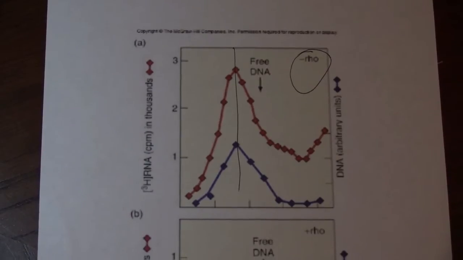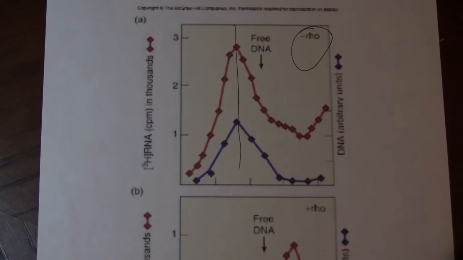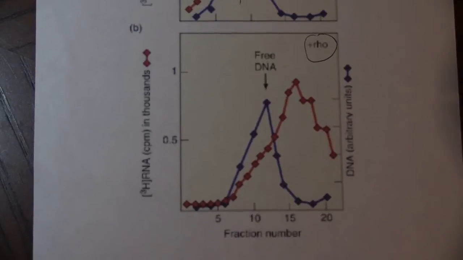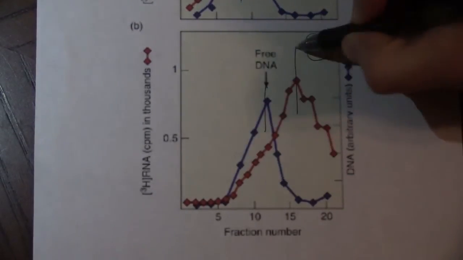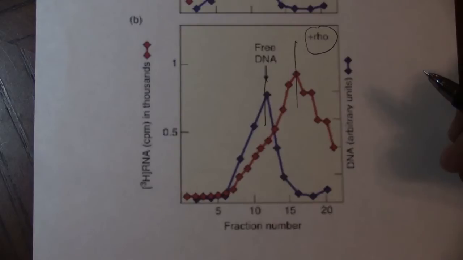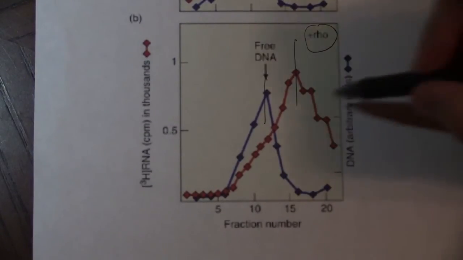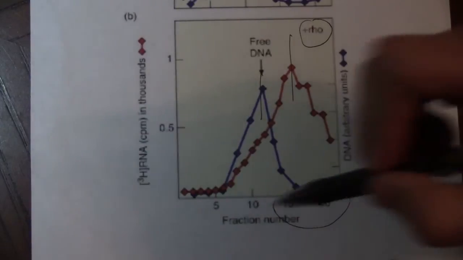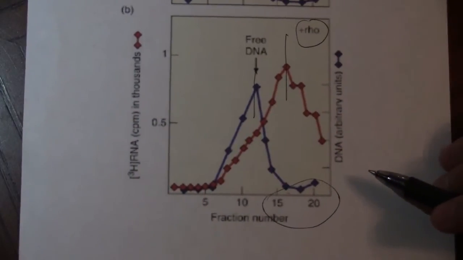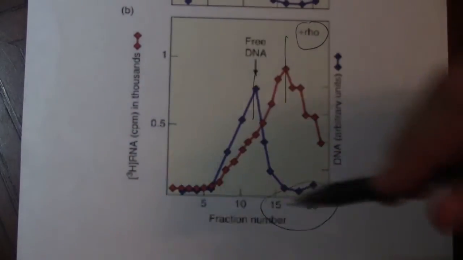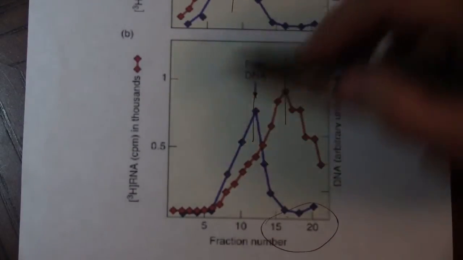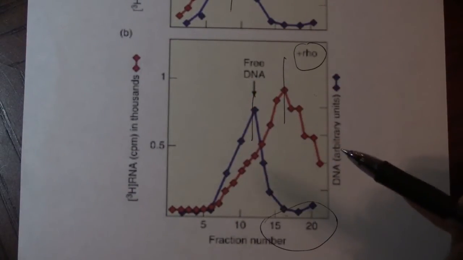Next, after the same procedure, except with transcription occurring in the presence of Rho, we have different results. Here the peaks of RNA and DNA are not found in the same fractions. RNA sedimented into fractions corresponding to smaller RNA fragments, while the DNA appeared to sediment where we would expect free DNA to sediment.